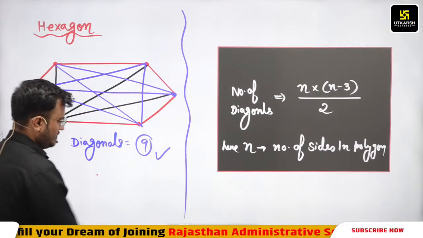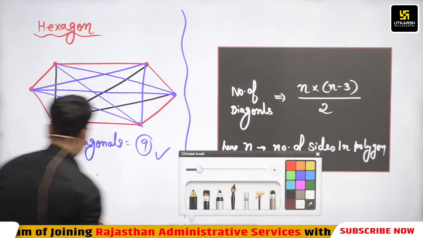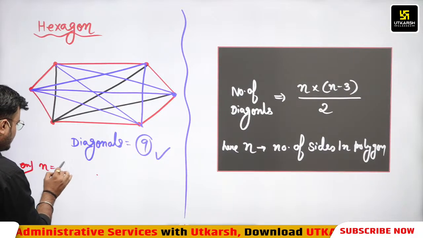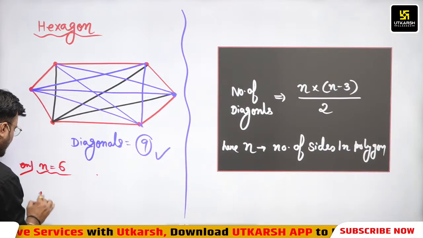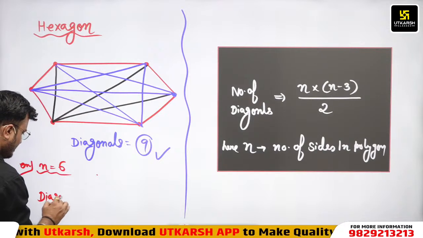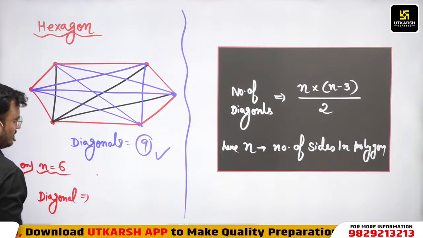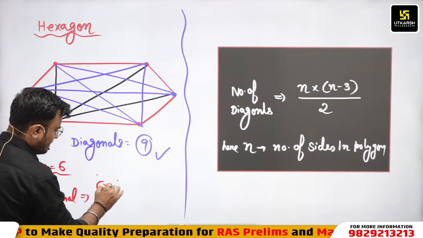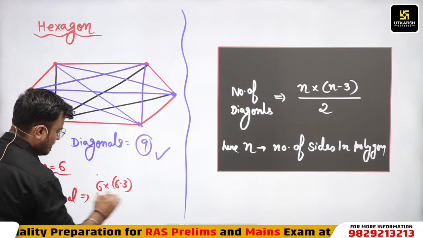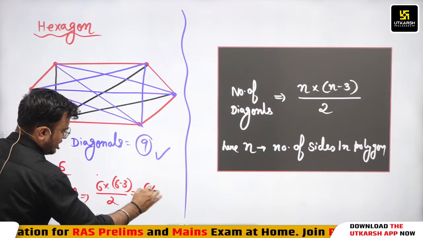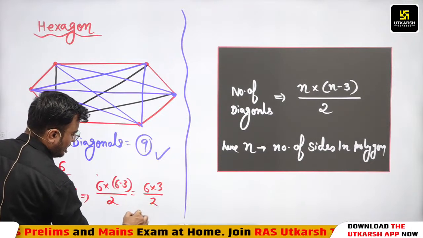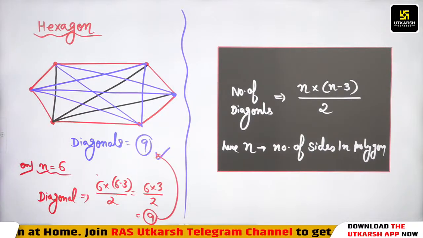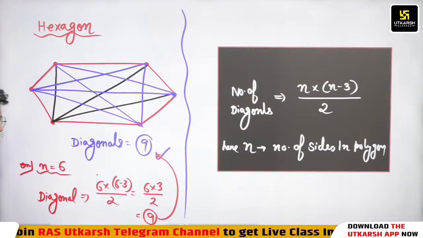Okay, so let's discuss the same example here. Here n equals what? 6. So the number of diagonals will be what? n is equal to 6. 6 into (6 minus 3) divided by 2. So 6 into 3 divided by 2. So it will give you 9, and you are able to see the same number we are getting here. So total 9 diagonals are there.